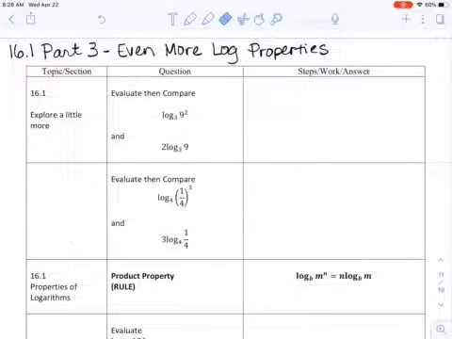Okay, take 4, 16.1, part 3, even more log properties. Clearly I am struggling with the tech at home today.